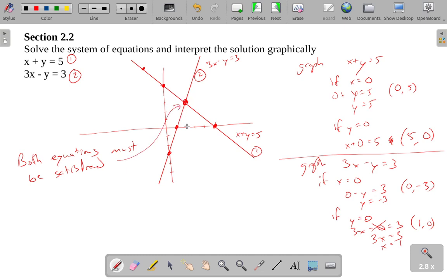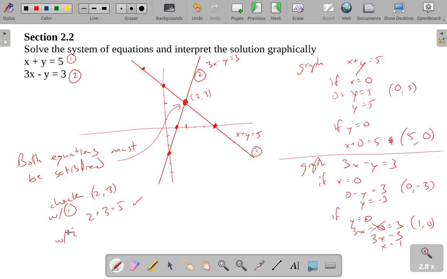Now, based on my drawing here, this kind of looks like the point (2, 3), with x-coordinate 2 and y-coordinate 3. I'm relying on my graph there. I'm not sure that's right, so let me check the point (2, 3). I'm going to check that it satisfies both equations. With the first equation, x plus y equals 5: 2 plus 3 equals 5 is a true statement. So it satisfies the first equation.